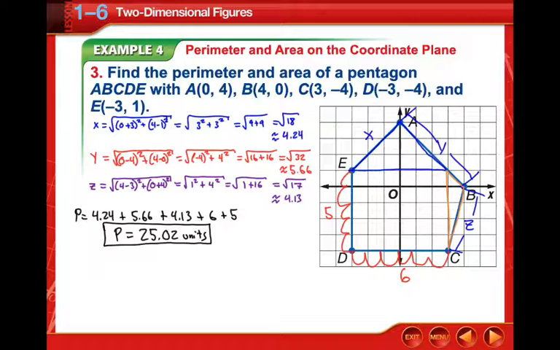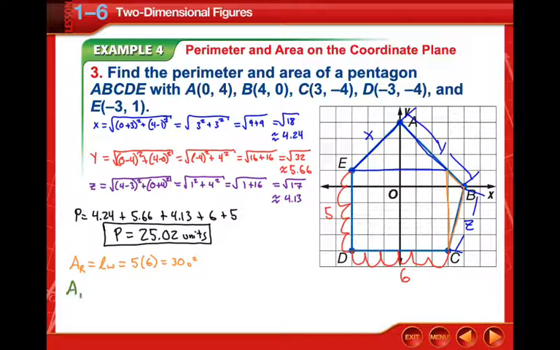Now the area isn't so bad. We have 2 triangles and a rectangle. So the area of the rectangle is equal to length times width, which in this case is the 5 and the 6, which is just 30 units squared. Again, we don't have an actual measured unit, and that's okay.